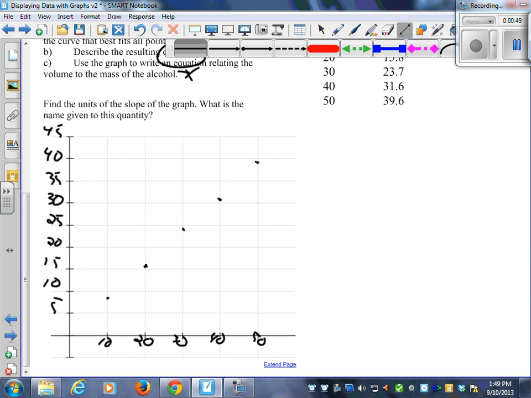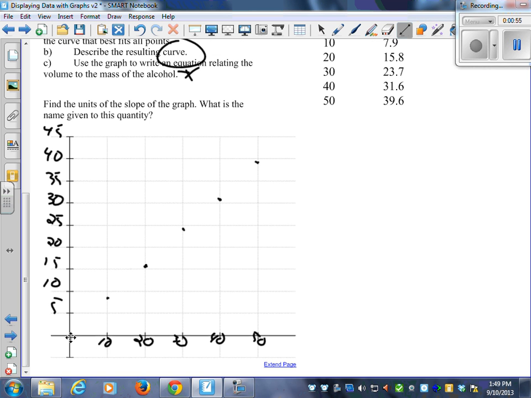Should 0, 0 be a data point? If you got none of it, it should weigh none. It's pretty straight. Okay, describe the resulting curve. It's pretty straight.